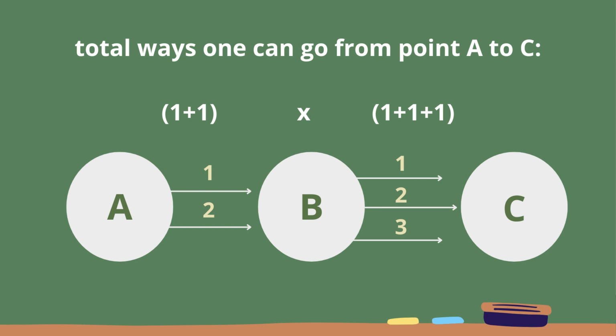Now that we know there are a total of 2 paths from A to B and 3 paths from B to C, we need to multiply these to find the total ways from A to C. Logically speaking, in order to travel from A to C, you can choose 2 paths from A to B and 3 paths from B to C. This can be done together, so we need to multiply them. 2 times 3 equals 6. And so the total number of ways one can go from point A to point C is 6.